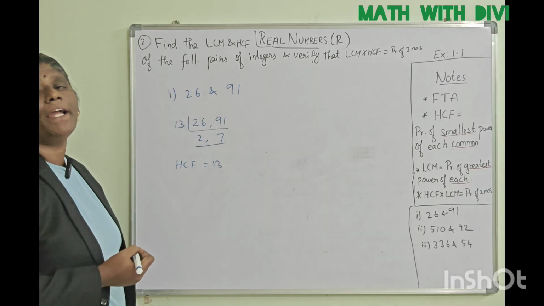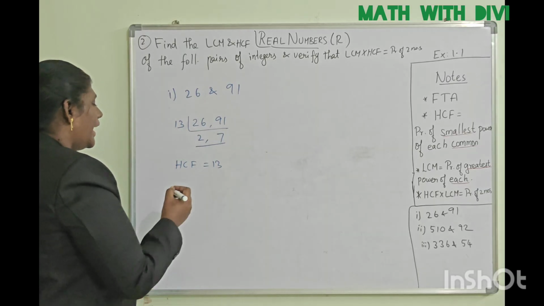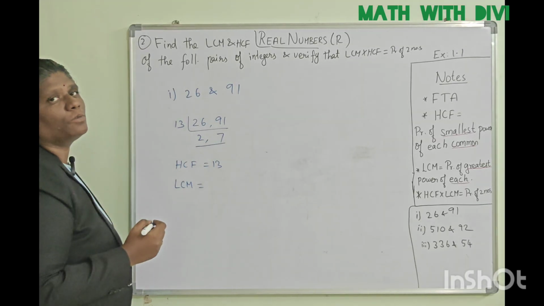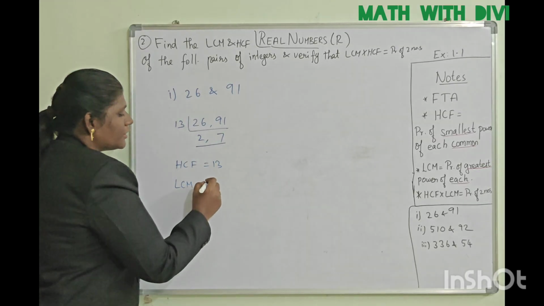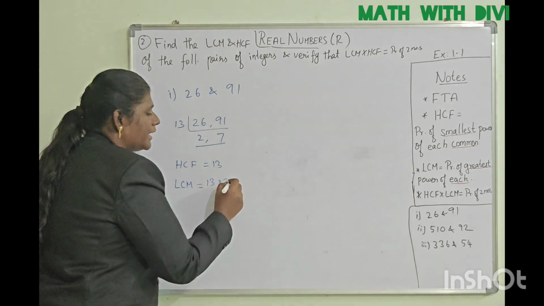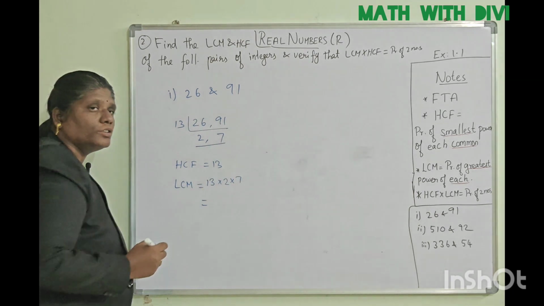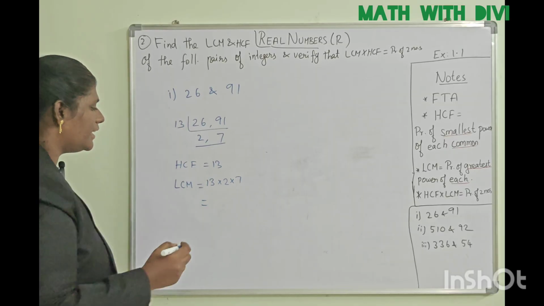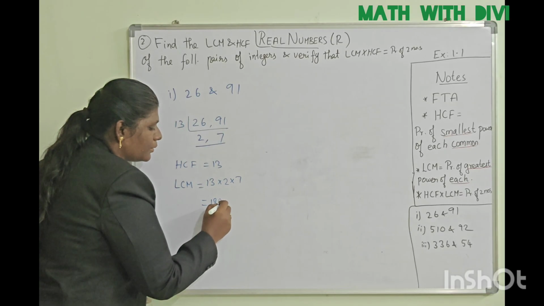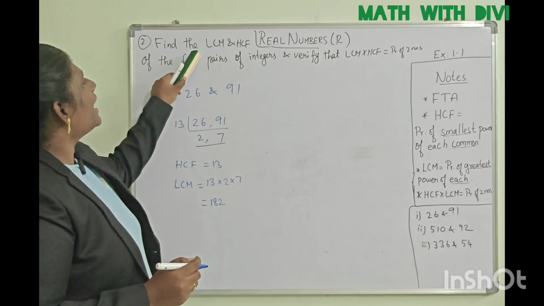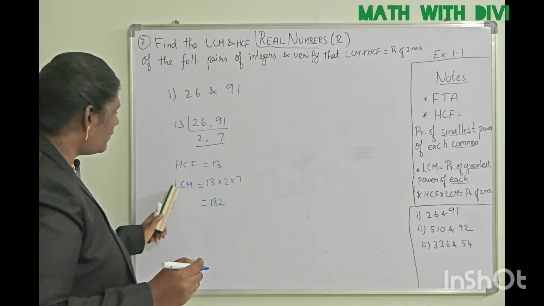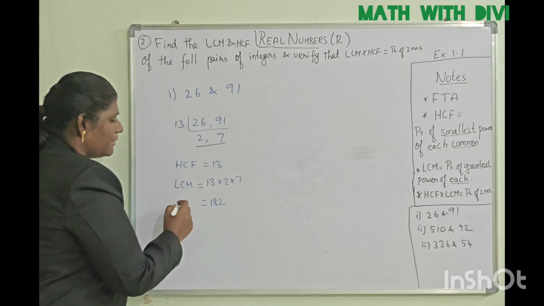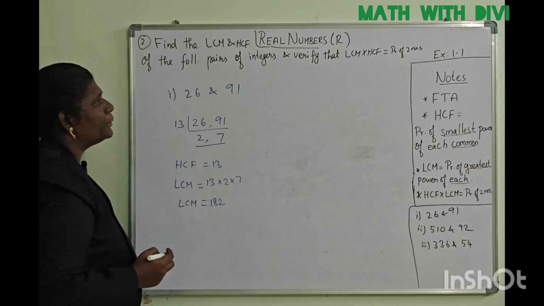And we have to find the LCM, right? For LCM, whatever factors are involved, we have to choose everything. So 13 into 2 into 7. If we multiply, 2 sevens are 14, 14 13s are 182, right? So find the HCF and LCM. Did we find both? Yes. HCF is 13 and LCM is 182.